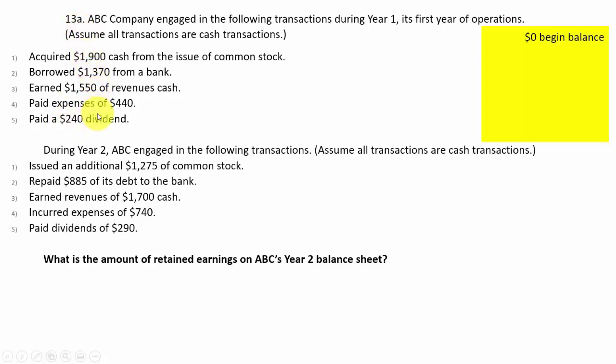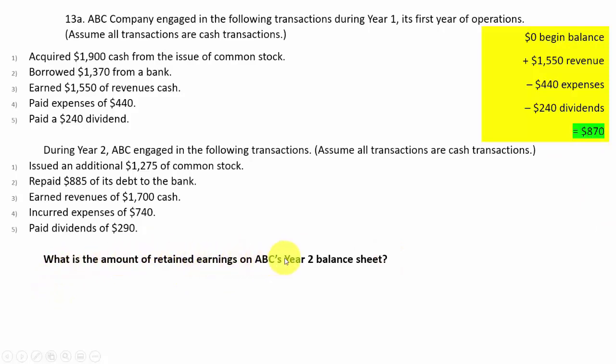So from these transactions here, we've got the following. Plus $1,500 for revenue, that's $1,550, minus expenses of $440, and paid out a dividend of $240. We don't count issuing common stock because that has nothing to do with retained earnings. And we don't count borrowed money from the bank. That only affects cash on the asset side and liabilities. So when we combine all these pieces, we end up with an ending year one retained earnings balance of $870.